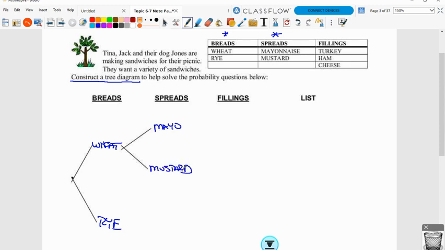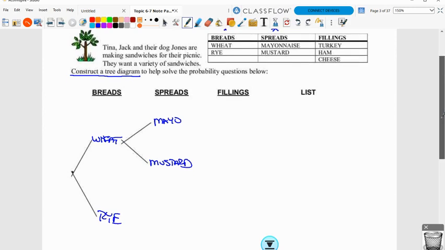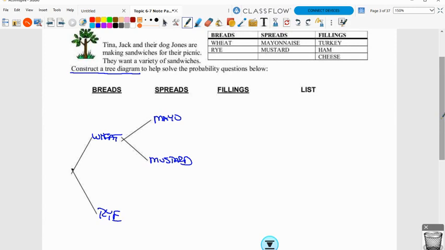So off of wheat, we had two different branches, one for each type of spread. Well, it's the same thing with the rye bread. The type of bread that you choose doesn't influence the spread that you could have. So if you chose rye bread, you still have two different choices of spreads. So we'll make two branches off of rye bread. And your choices, once again, are mayonnaise or mustard. There we are. So you can see our tree diagram starting to take shape here. We had two choices of breads. Off of each bread, we have two different spreads that we can choose from, mayo or mustard.